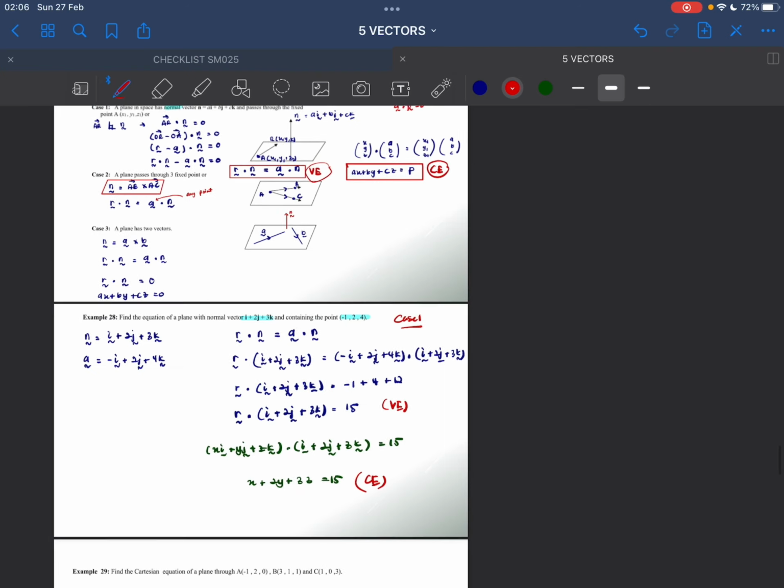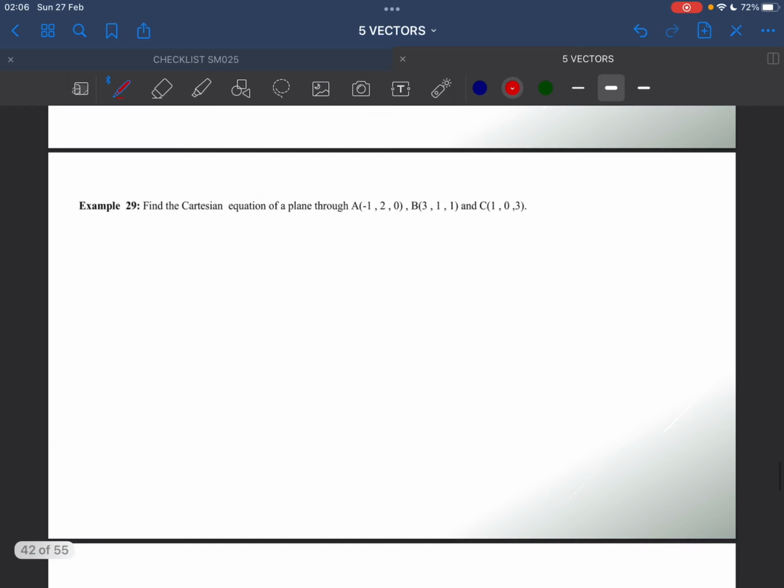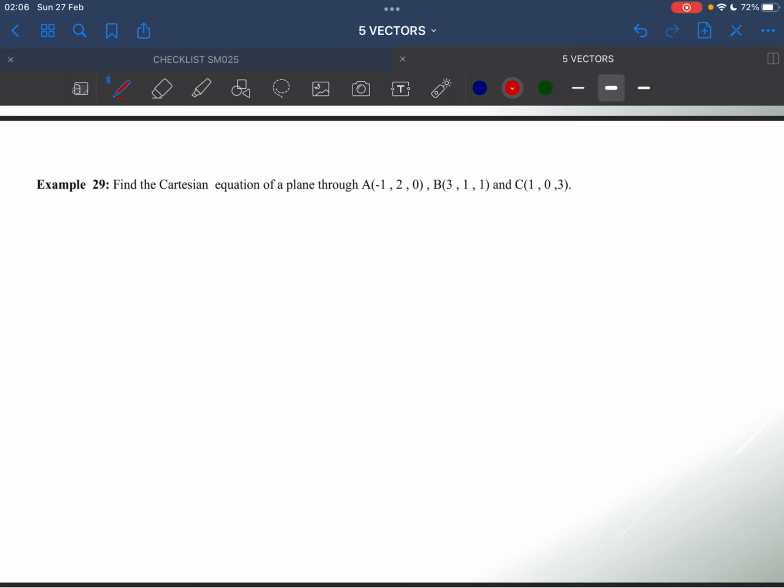Okay, so that is how we find the equation of plane. Remember, the first thing that you have to do is write the equation first. r dot n equals to a dot n. That means you need a point and also the normal vector. Okay, so let's say example 29. Find the Cartesian equation. So the question specifically asks for the Cartesian equation of a plane through A, B and C. So there you have the 3 points. So this is the second case.